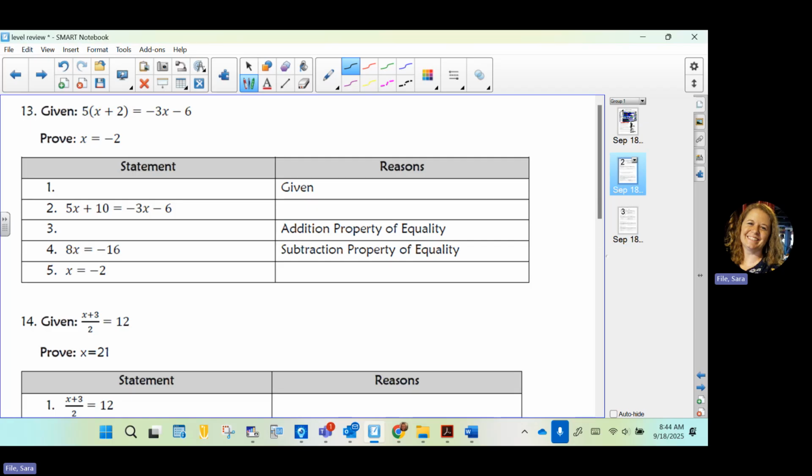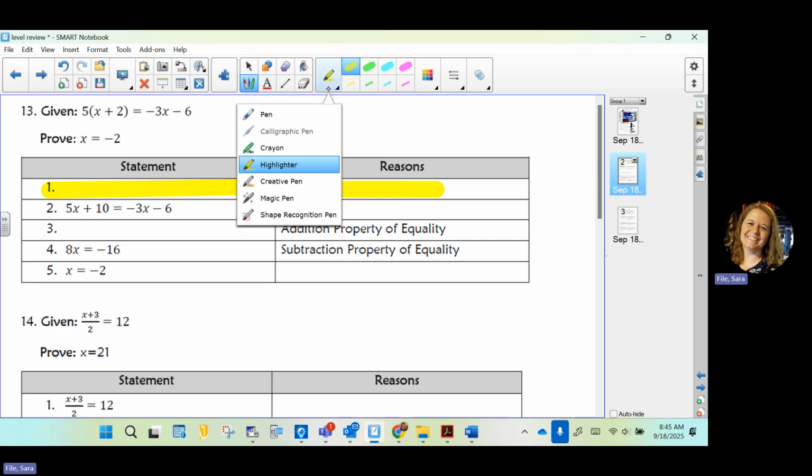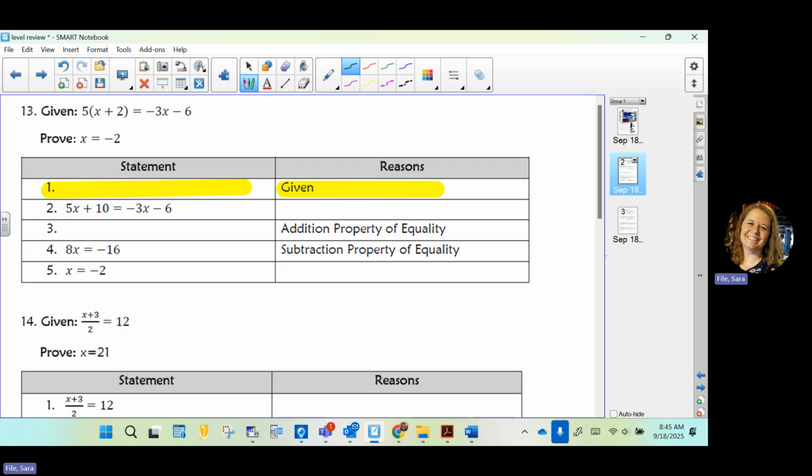Okay, so proofs. This is what we just finished talking about this week. This one is an algebraic proof. We've got an algebra equation that's given. Remember what we talked about when we're filling in a proof in the table, the left and right column? The first line, the statement and the reason are always what you're given. So the reason is the word given, okay? And then what I'm given, I actually write out. So I'm given that 5 times x plus 2 equals -3x minus 6.